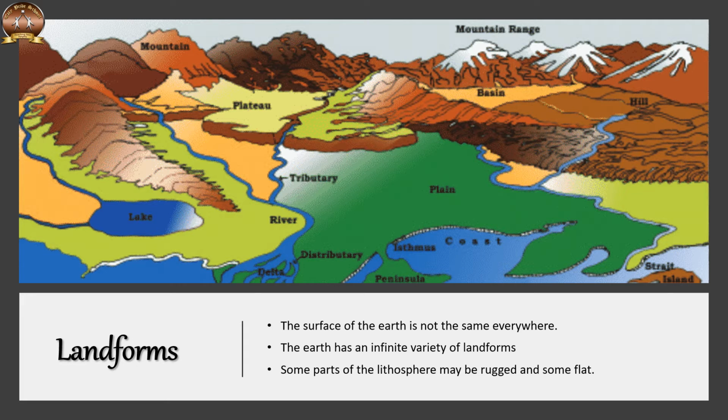You must have seen some of the landform features as shown in this picture. You will notice that the surface of the earth is not the same everywhere. The earth has an infinite variety of landforms. Some parts of the lithosphere may be rugged and some are flat.